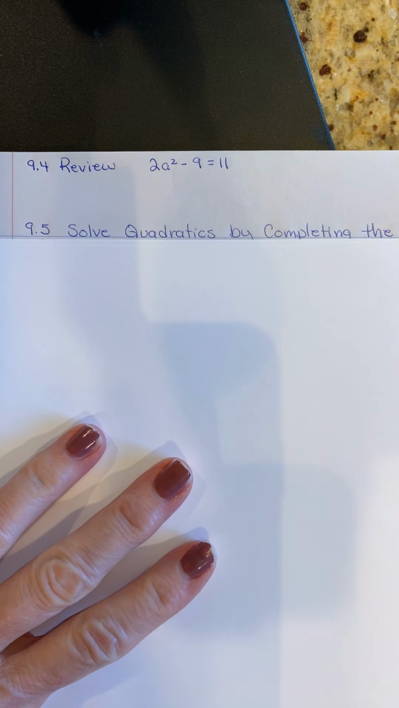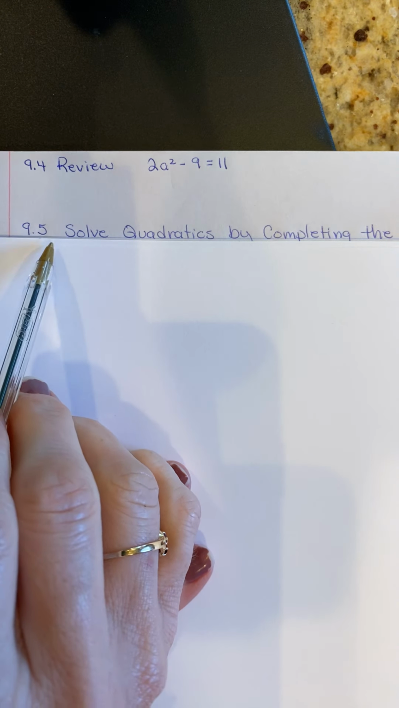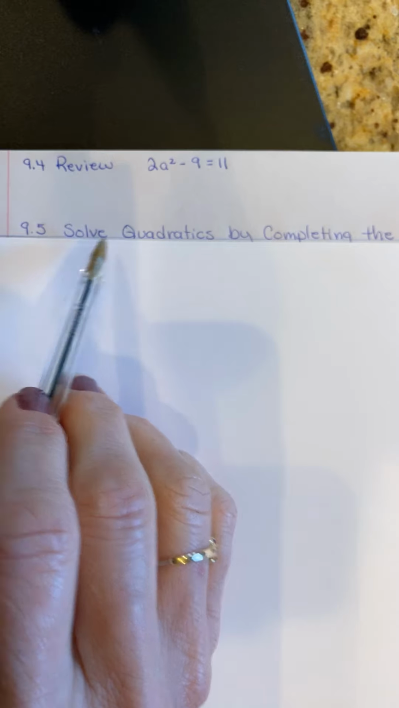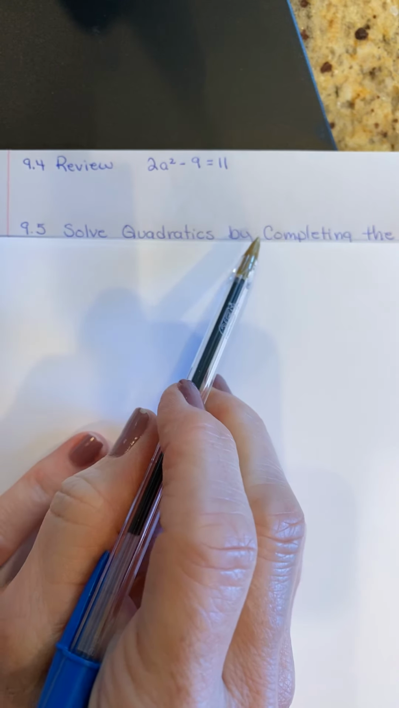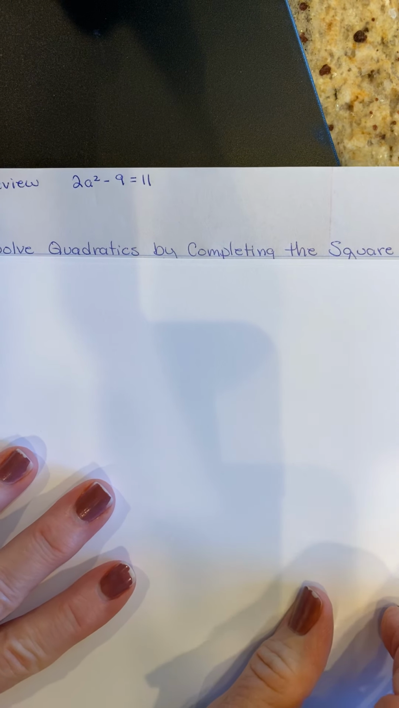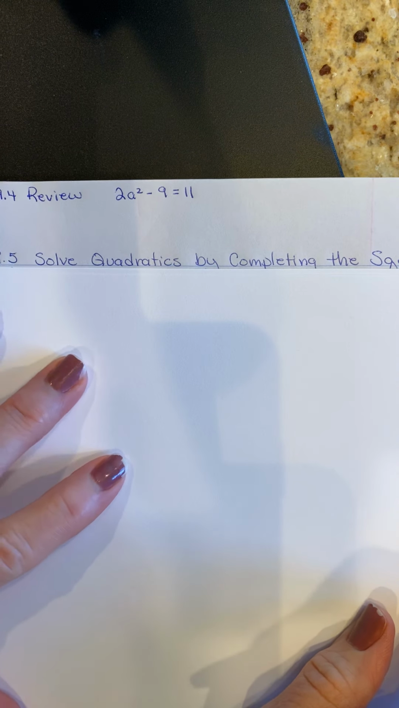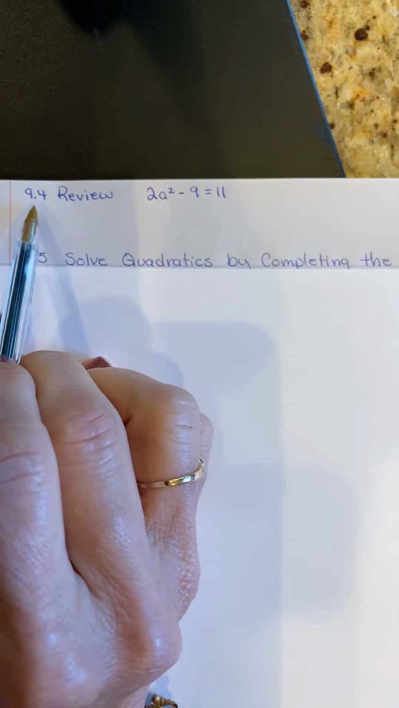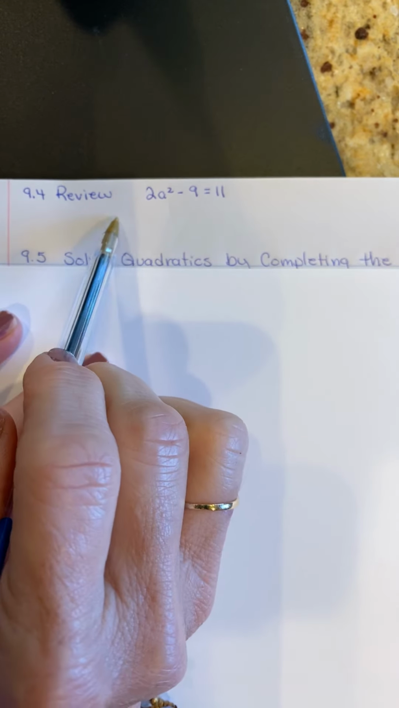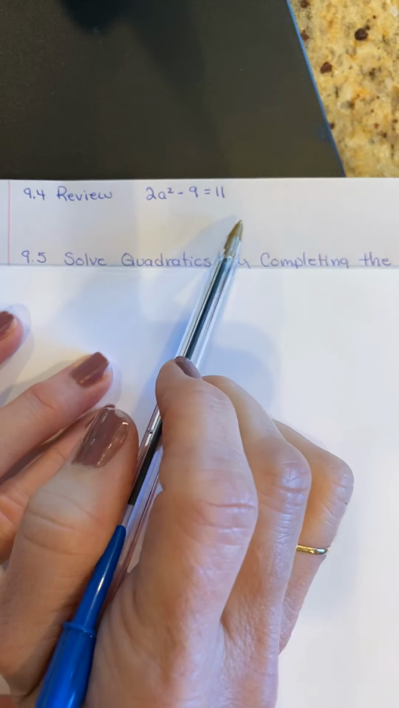Welcome back. Today we're going to talk about section 9.5, which is really kind of a cool thing. We're going to solve quadratics by a method called completing the square. So if you're paying attention, you'll realize that we skipped over 9.4. Well, that's because we did 9.4 previously. But I'm going to do a quick little review.